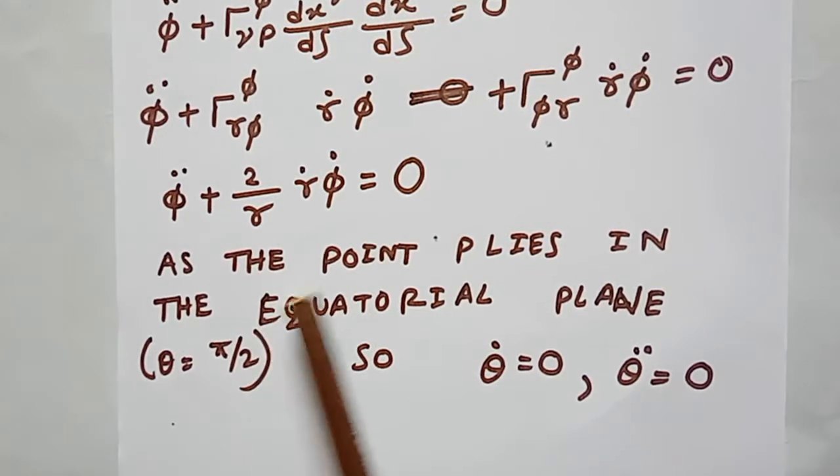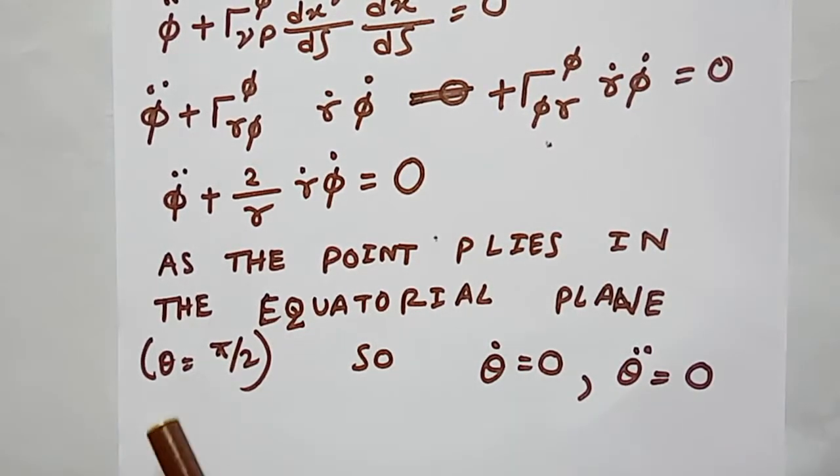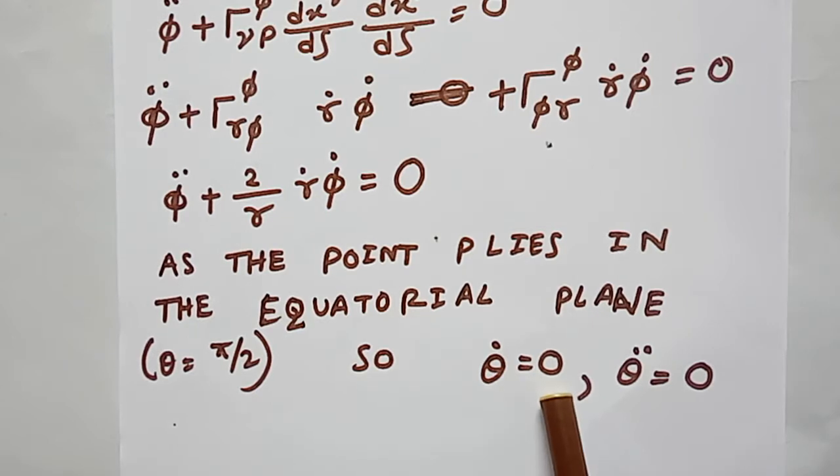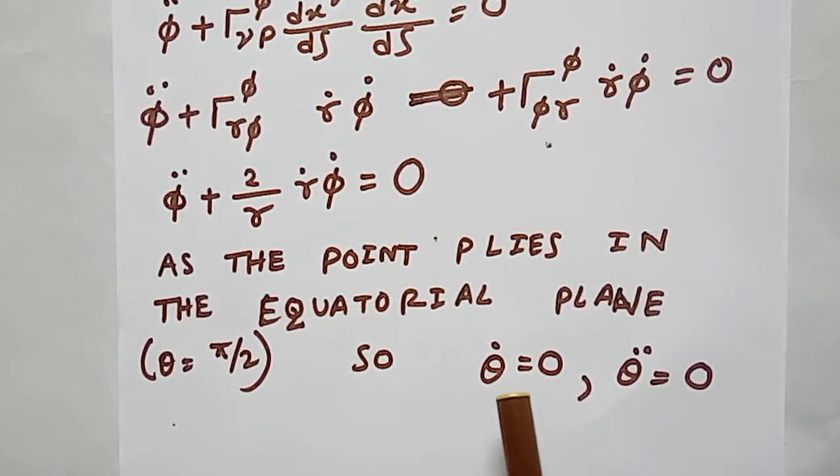As the point lies in the equatorial plane, we know that theta equals pi per 2. Differentiating any constant with respect to s gives 0, and double differentiating with respect to s gives 0, so theta dot equals 0. Here I again say that dot means d per ds.